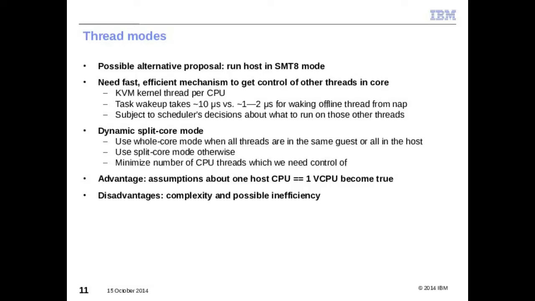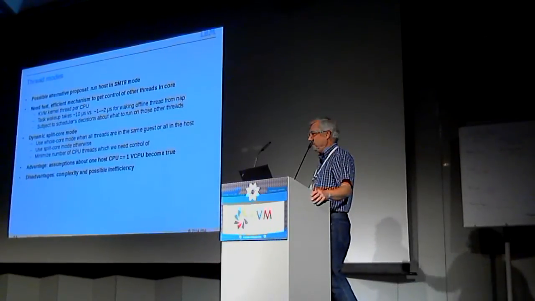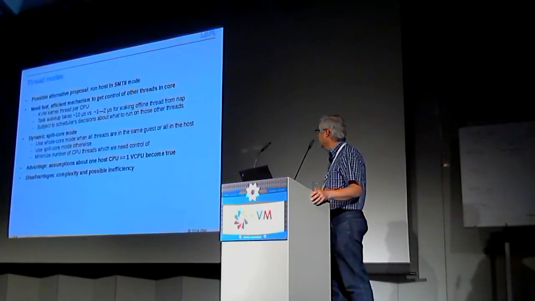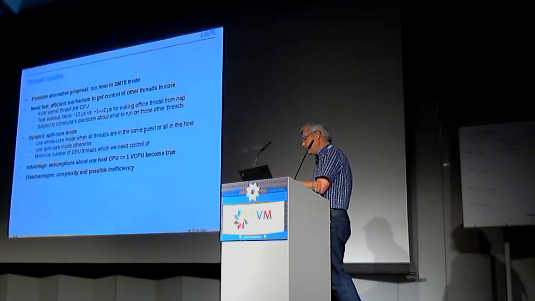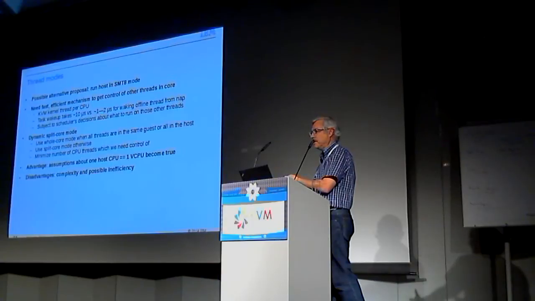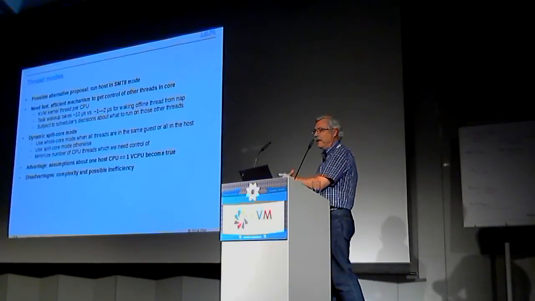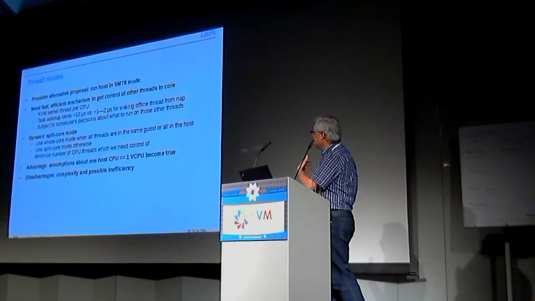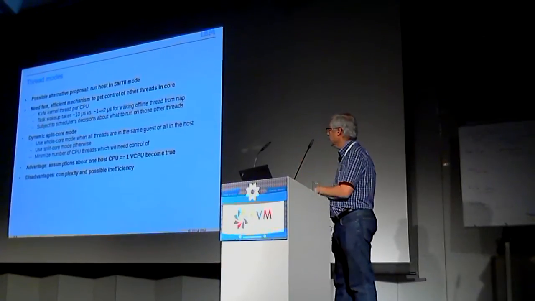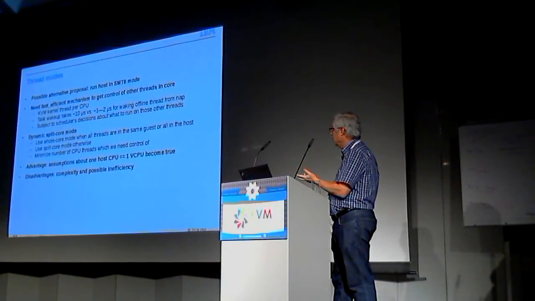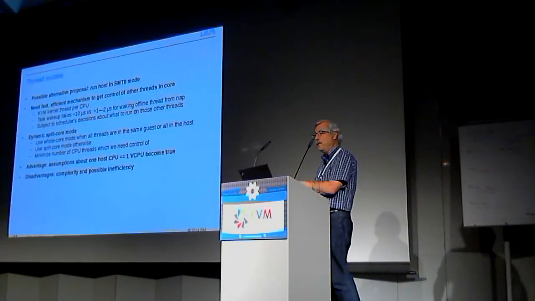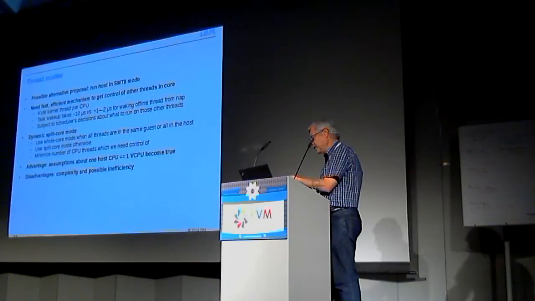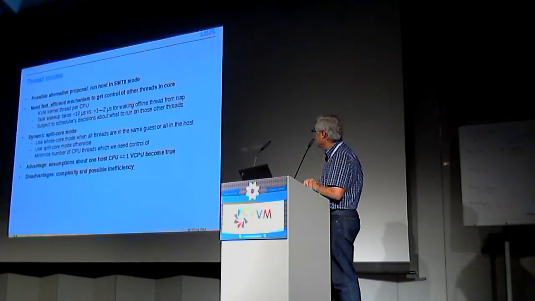How could we solve this? Well, it would be nice to run the host in SMT8 mode, but then we have the problem that when we want to run a vCPU, we somehow have to get control of the other 7 threads, and they could be running anything. So perhaps we can do something with a high-priority kernel thread on each CPU. We will incur a hit of something like 10 microseconds to wake up that thread and have it tell us, yes, I've got the CPU now. But this is something we want to prototype and see if it will work.